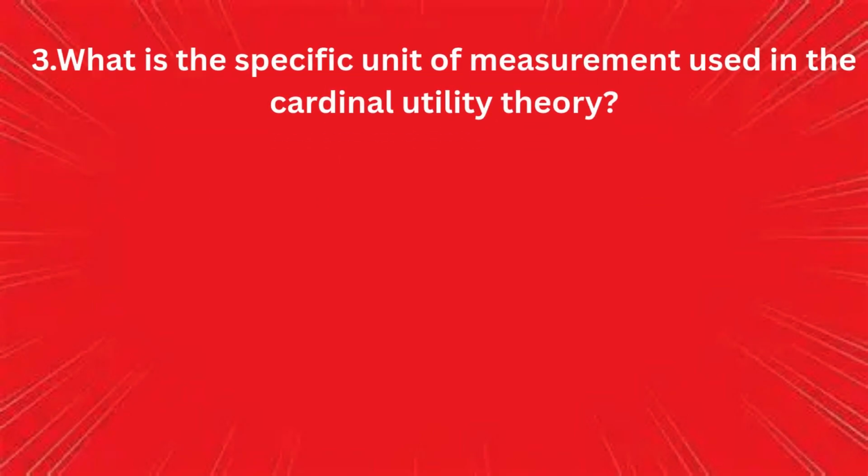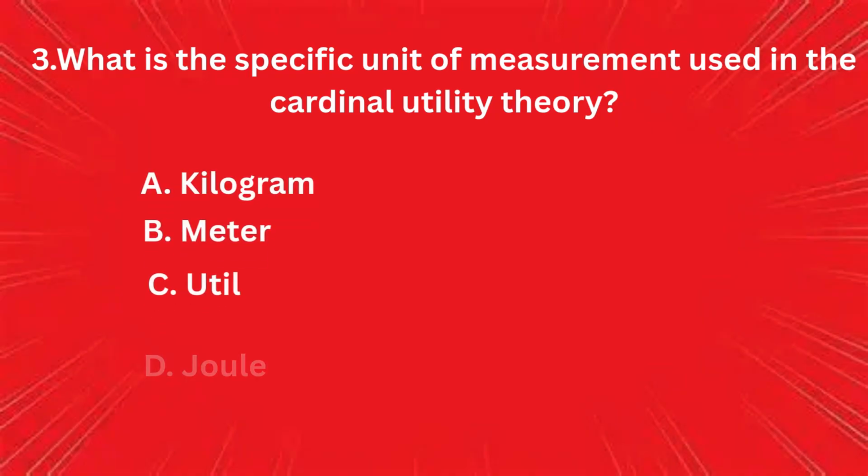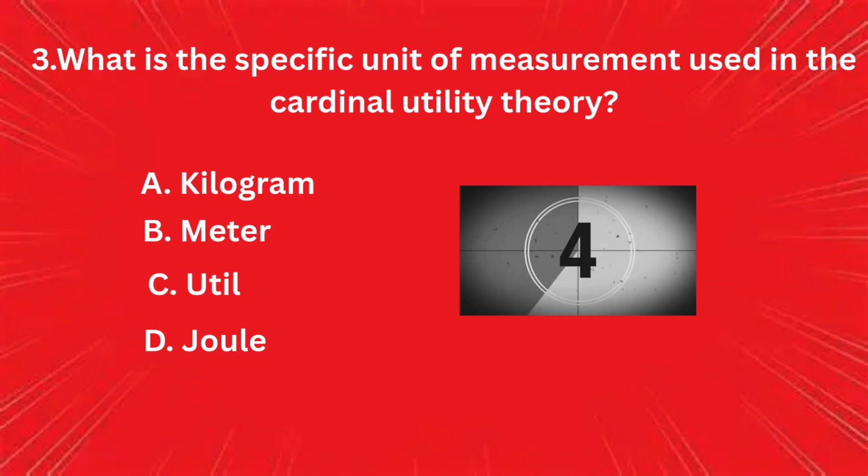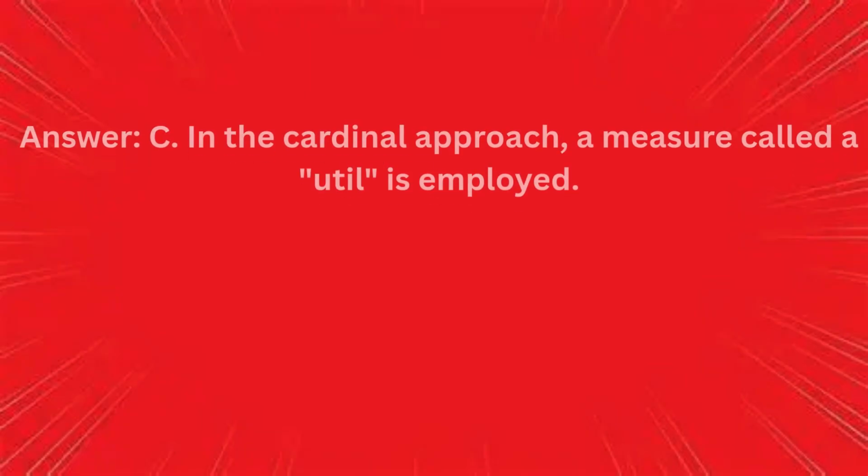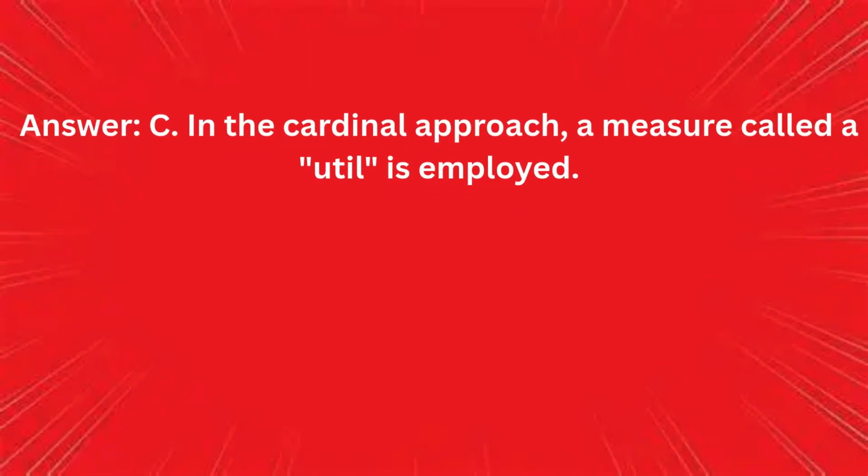3. What is the specific unit of measurement used in the cardinal utility theory? A. Kilogram. B. Meter. C. Util. D. Joule. Answer. C. In the cardinal approach, a measure called a util is employed.